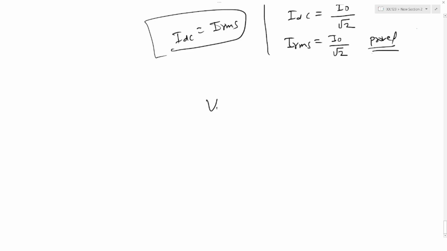Similarly, V RMS equals V naught upon root 2. In a similar manner, we can establish the relationship V RMS equals V naught upon root 2.